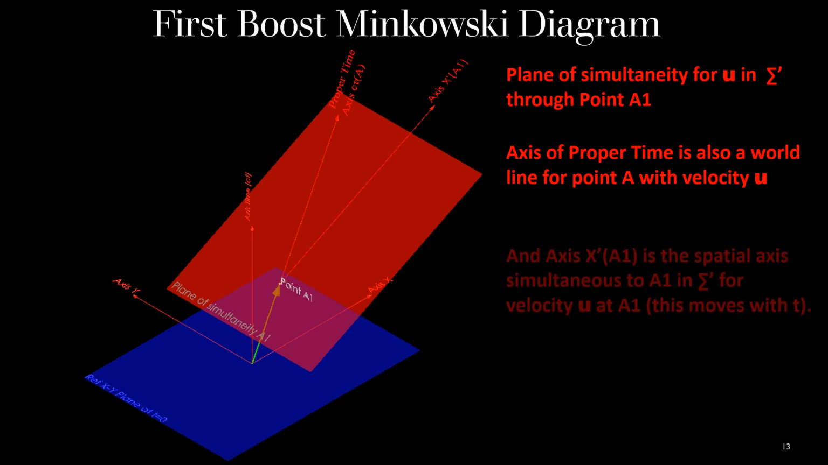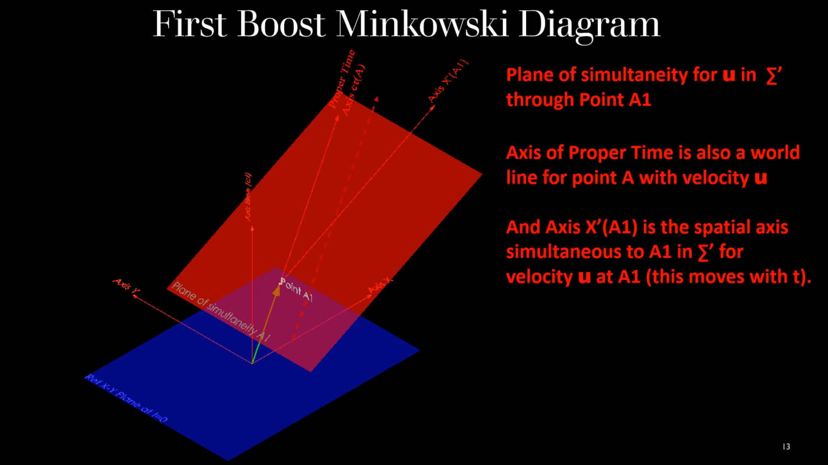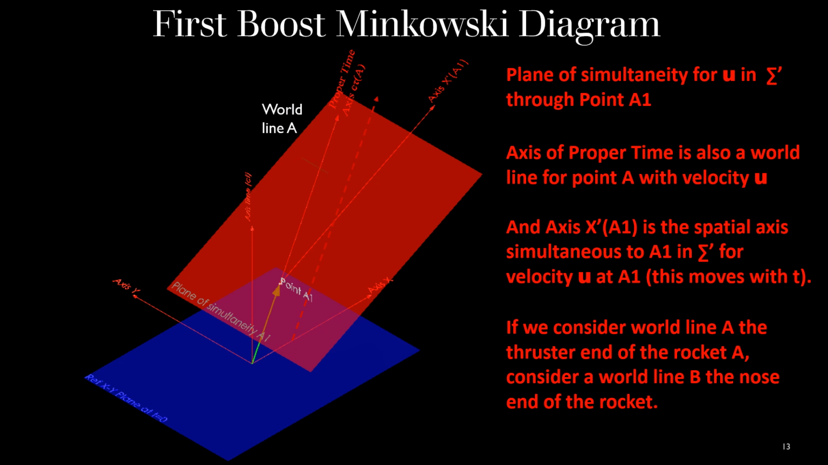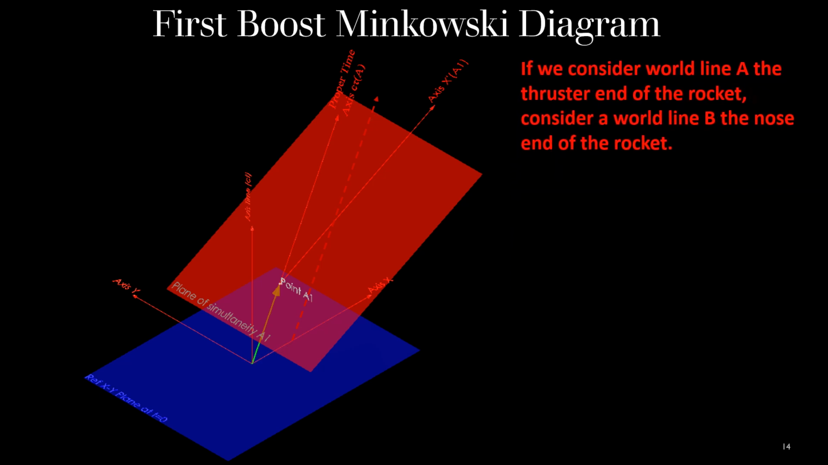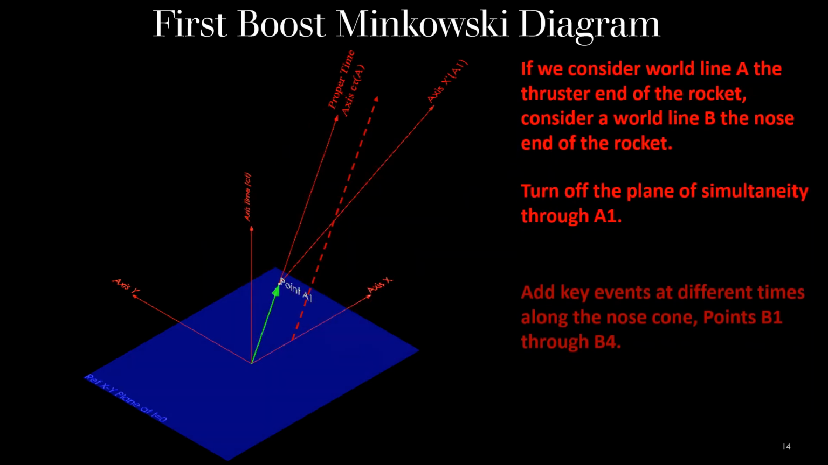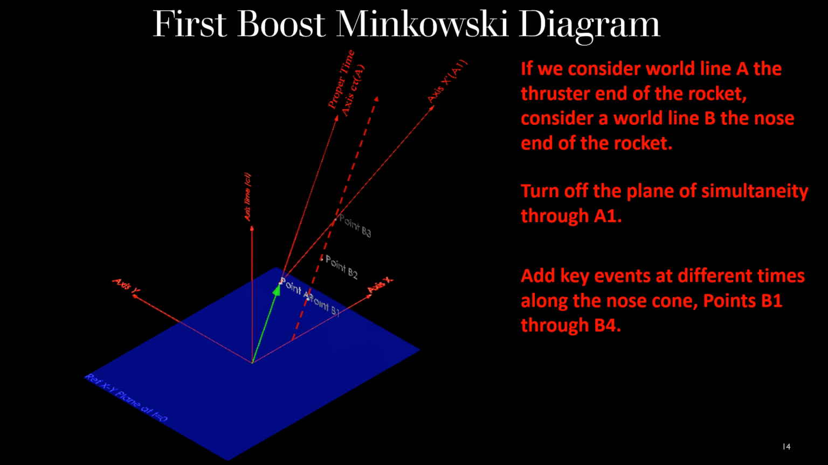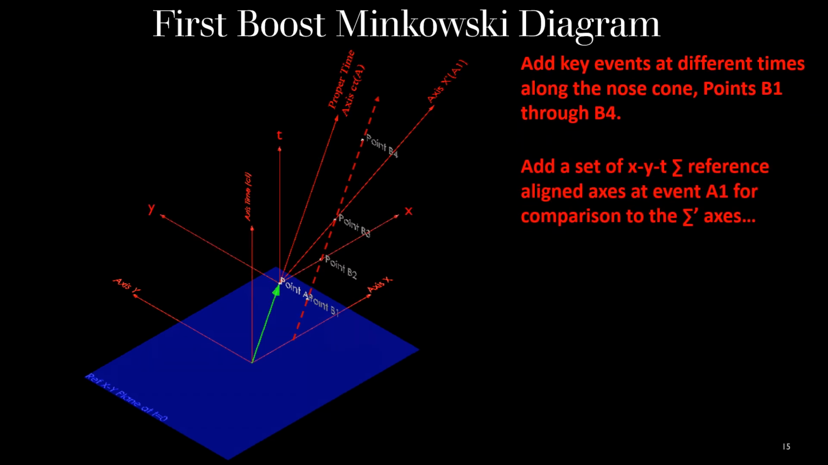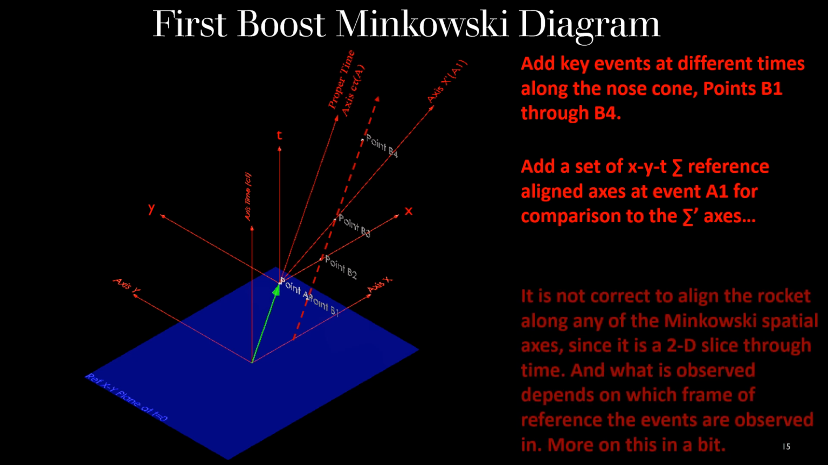Axis A prime shown is simultaneous for rocket A only at event A1. Line B represents the world line of the nose end of rocket A. Add key events along the world line for the nose cone for points B1 through B4. Add sigma reference coordinates now to point A1 to compare to sigma prime.